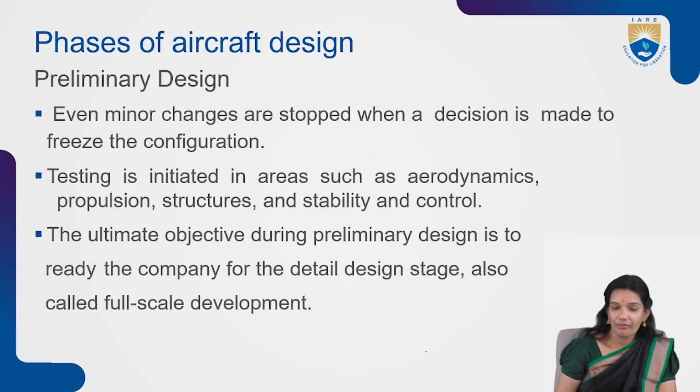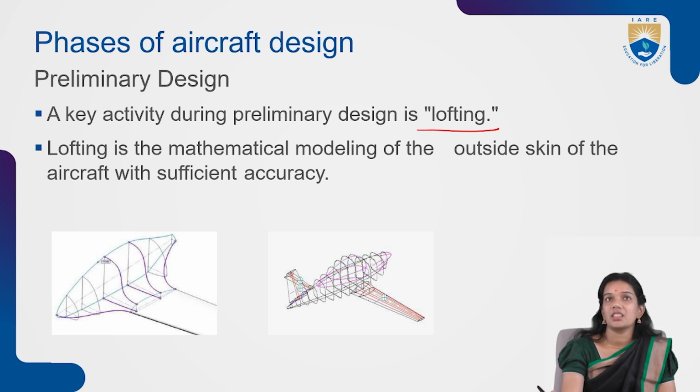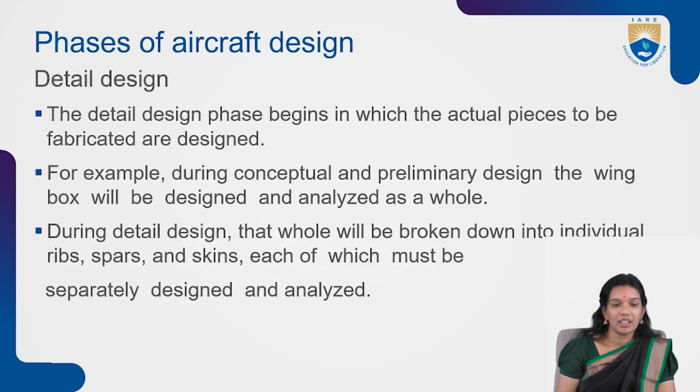And the other important activity that we do in our preliminary stage is lofting. Lofting is a mathematical modeling of the outside skin of the aircraft with sufficient accuracy. That means I am not the only designer or specialist who is going to design the entire aircraft, so it is going to be designed, analyzed or tested in different locations by different specialists, right? So everybody needs to have a mathematical approach of how the different components are finally going to be assembled. So that is lofting. Then the last stage is the detailed design stage, right?